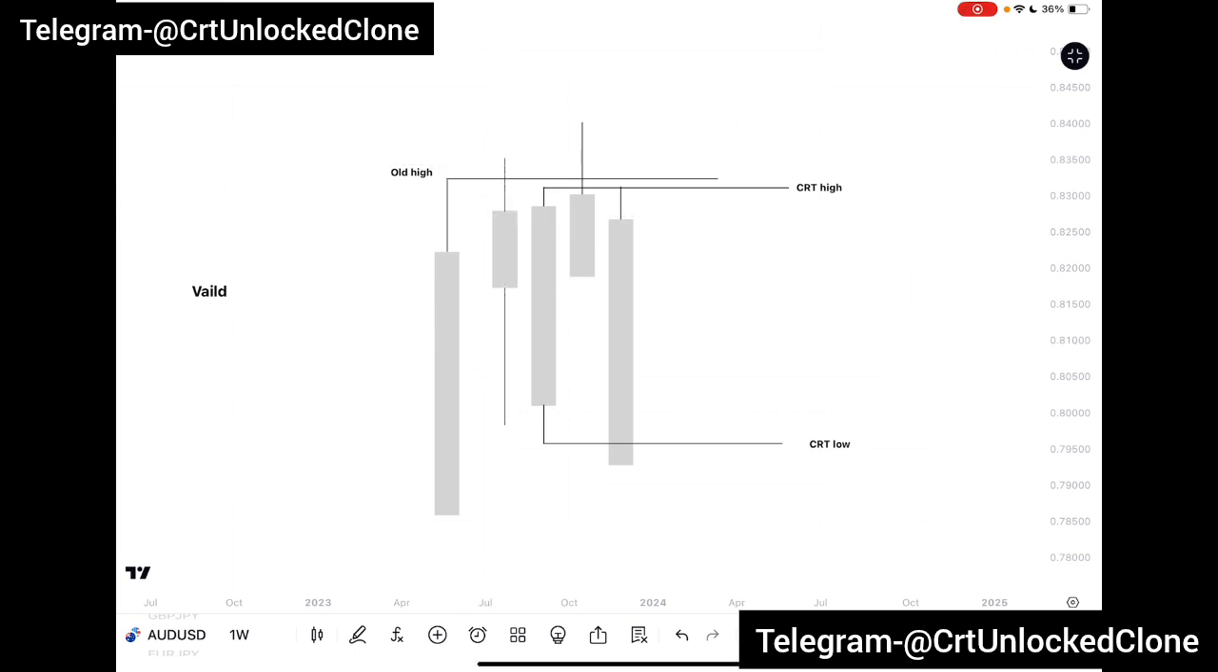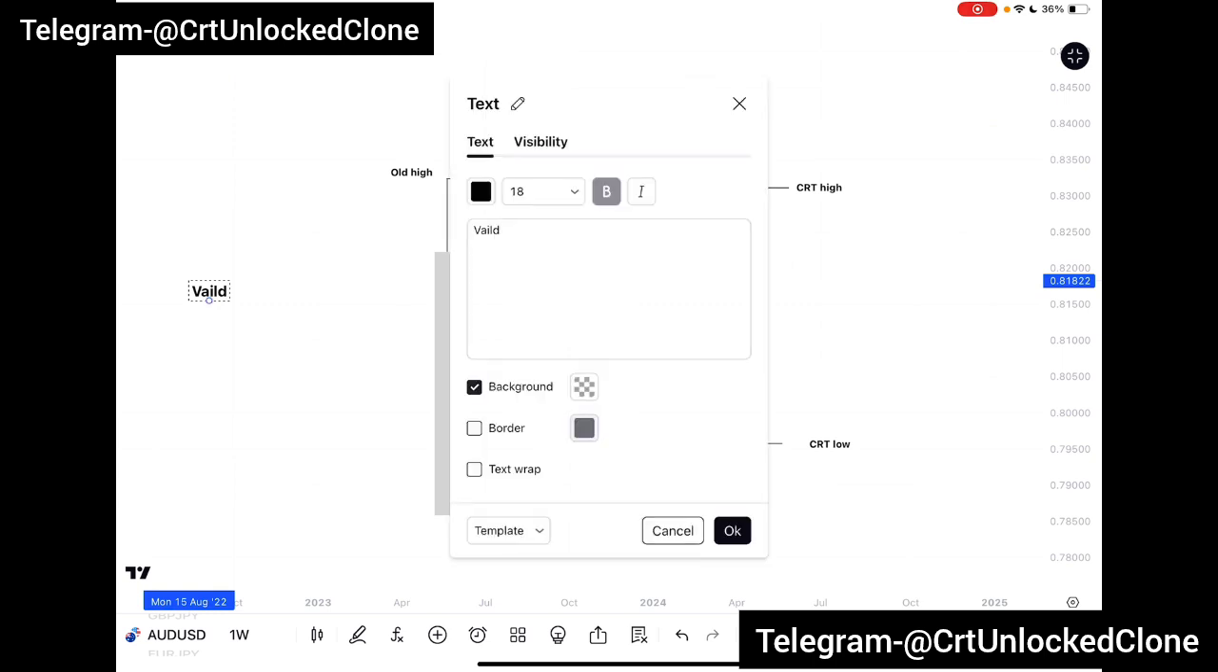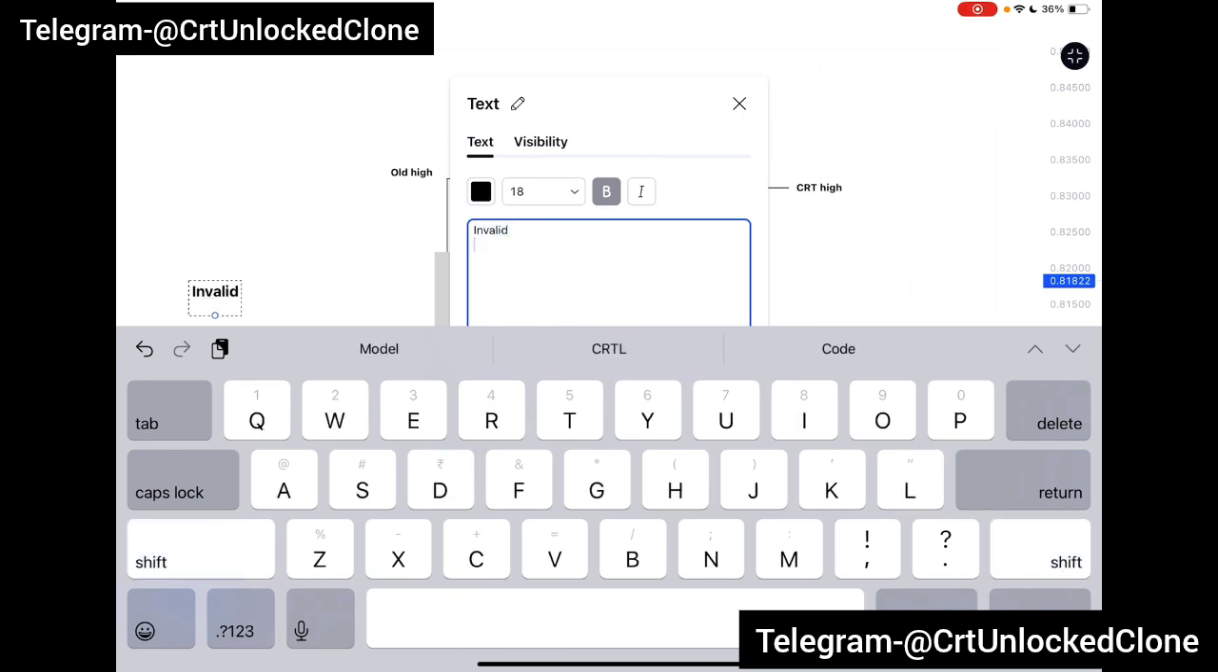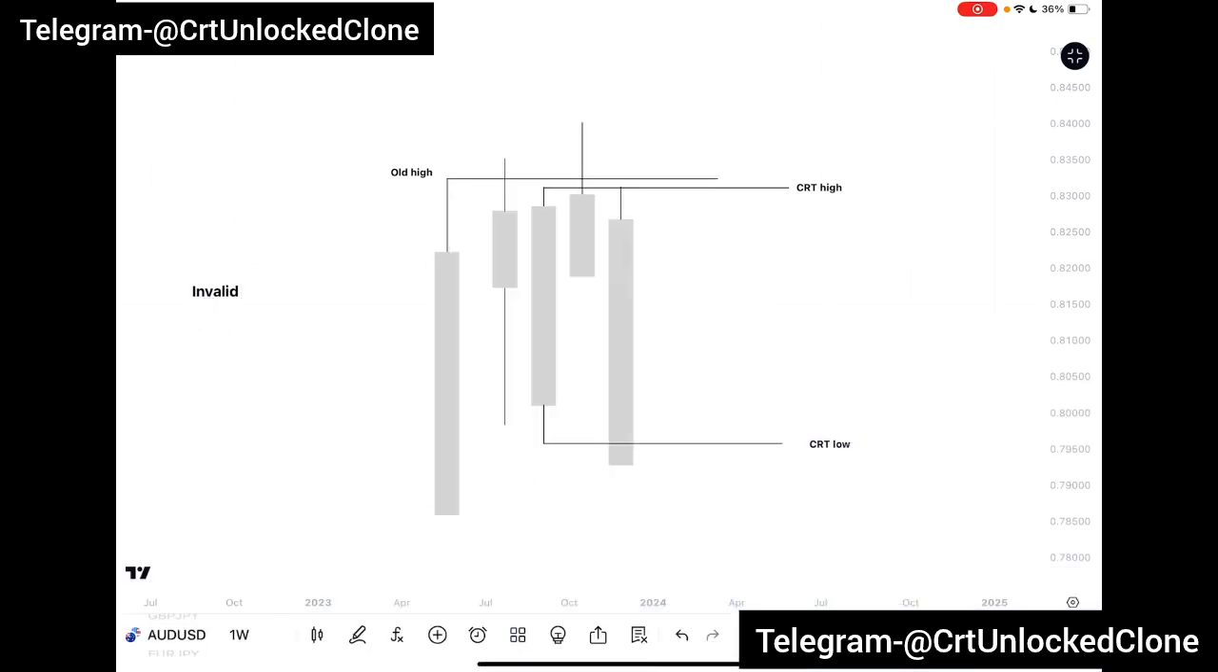So this scenery is an invalid scenery. So don't trade on this scenery. This is an invalid scenery. Just listen. The first candle which purged the old high is not even a CRT candle or a manipulation candle. It's just a random candle. Only after the CRT candle has formed, and next the manipulation candle has purged the CRT high with our key level old high, is it valid. Otherwise this scenery is invalid and don't trade it.